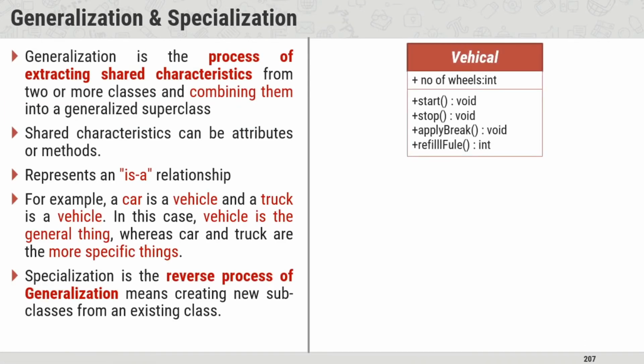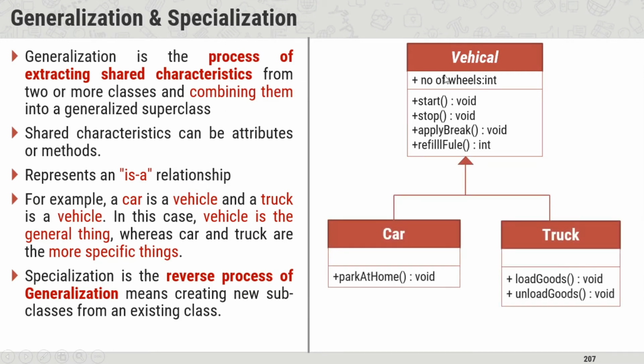So again we have generalization and specialization. Generalization is the process of extracting shared characteristics from two or more classes and combining them into a generalized superclass. Now if you're using some kind of inheritance, here vehicle could be divided into car and truck. So here you will use this kind of symbol. This is called generalization. And if you are specifying that into different kinds of things, we could say that we are using inheritance, and this is a specialization. The exact opposite, the reverse process of specialization, is generalization.